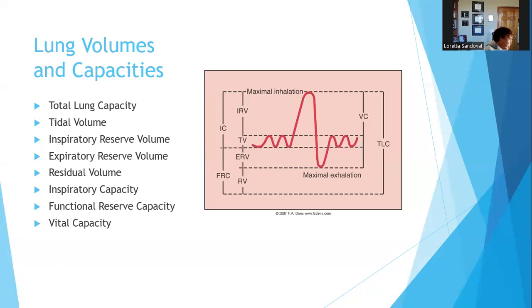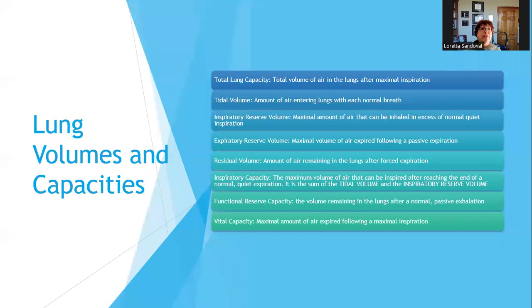But regular doctors' offices do have the capacity to test these things, and they'll test people for asthma and that sort of thing. So there are certain values of these that will indicate that you have certain disorders like asthma or whatever. So this is just the flat out definition of each one of those.